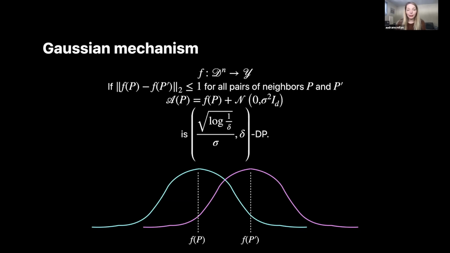Okay, and then this algorithm satisfies this privacy guarantee. So this is my epsilon delta guarantee here. So it's square root log 1 over delta over sigma, delta differentially private. Okay, and this is essentially coming from the fact that if I have two Gaussians whose means are close, then they satisfy this indistinguishability condition. Okay, so for a lot of the talk, we're only going to be dealing with this differentially private mechanism.